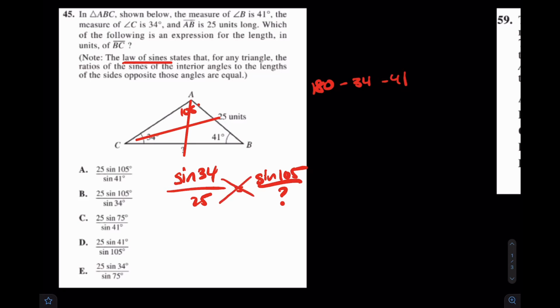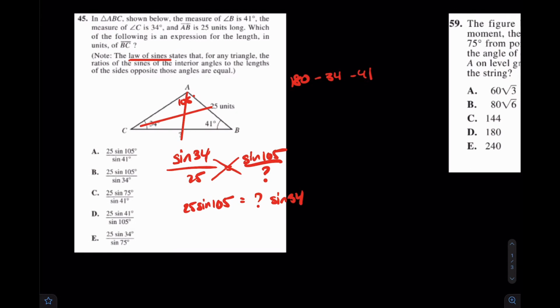From there, what did we say? We cross multiply, so we have 25 sine 105 equals question mark sine 34. At which point, I'm going to divide both sides by sine 34 and be done with it. That, my friends, is our final answer. It's B. They're not even making us simplify this or do the calculation. That's so nice.